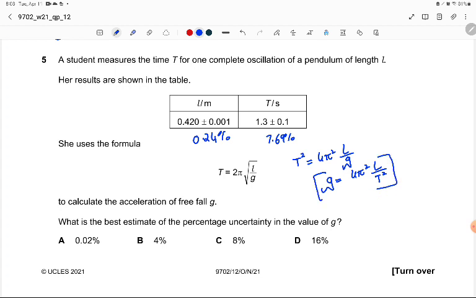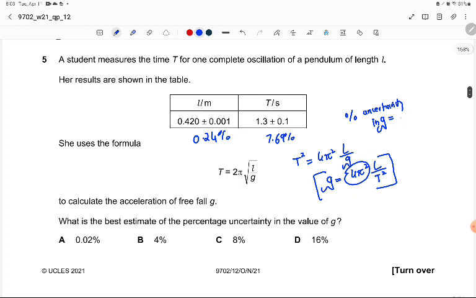After this operation, we just need to find the percentage uncertainty in g, and we just have to ignore the dimensionless constants. We will ignore that. L has 0.24 percent, plus, since T has a square, the percentage uncertainty of T must also be multiplied by 2. So 2 multiplied by 7.69. If we do this careful operation, we should be able to find the right answer. 0.24 plus 2 multiplied by 7.69, and we get 15.6%.